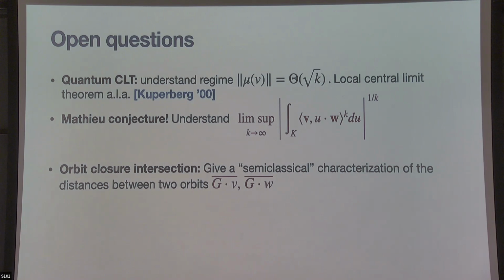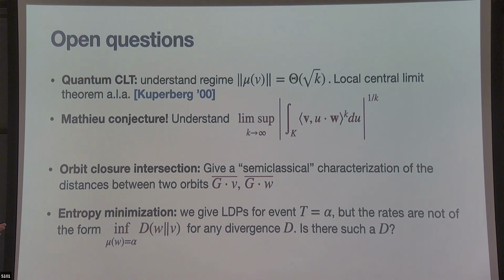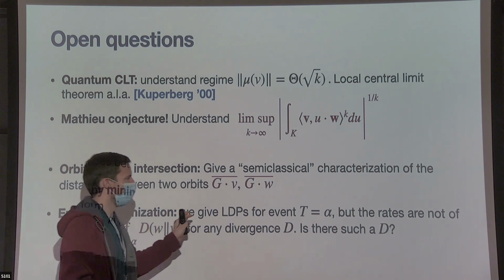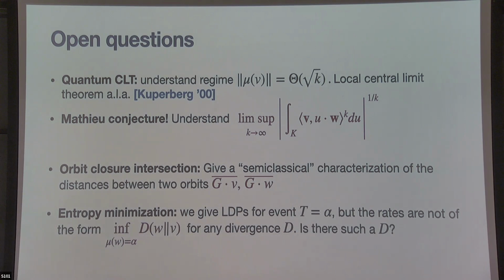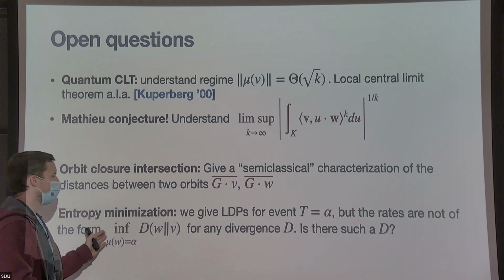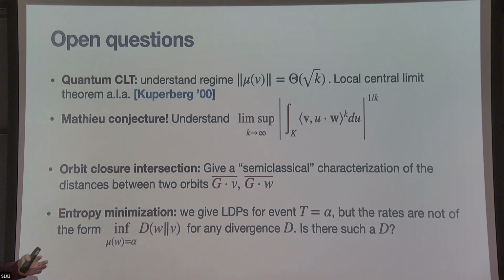And another thing which I didn't talk too much about is we gave some large deviation principles for the chance of this random variable T_k being equal to something. But we can't write those in terms of some divergence. In the abelian case, you can. That's what Sanov's theorem is. But in the non-abelian case, we don't know how to do it. So that's another thing that I'm interested in.